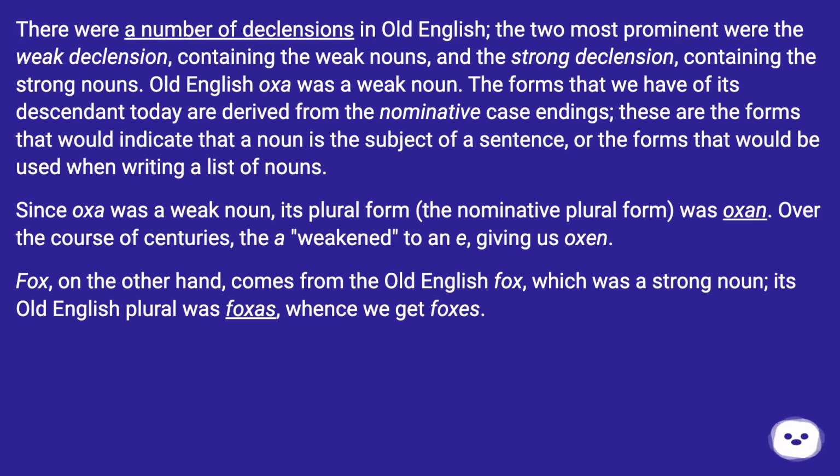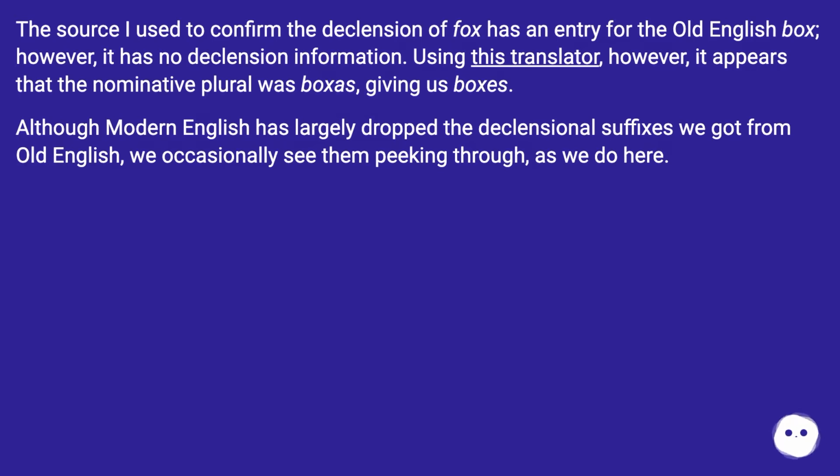Fox, on the other hand, comes from the Old English fox, which was a strong noun. Its Old English plural was foxes, whence we get foxes. The source I used to confirm the declension of fox has an entry for the Old English box, however, it has no declension information. Using this translator, however, it appears that the nominative plural was boxes, giving us boxes. Although modern English has largely dropped the declensional suffixes we got from Old English, we occasionally see them peeking through, as we do here.